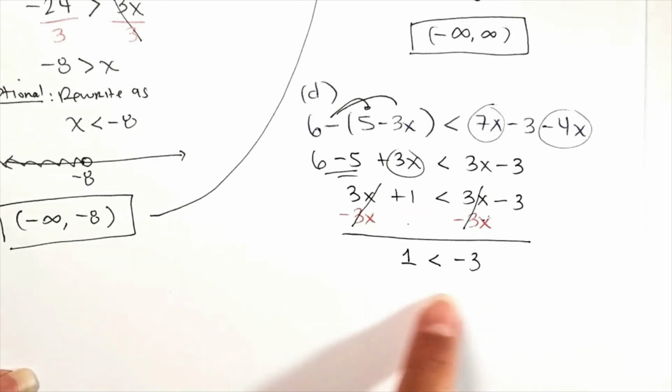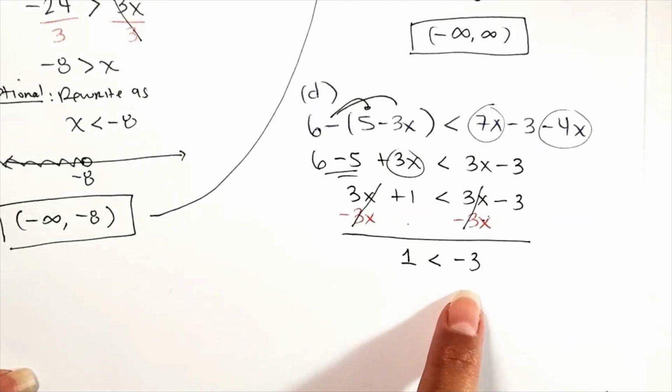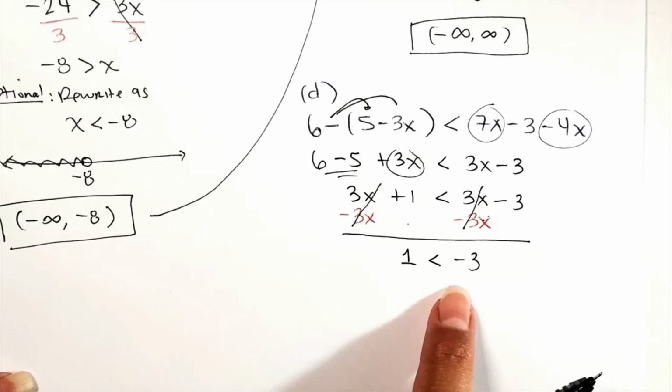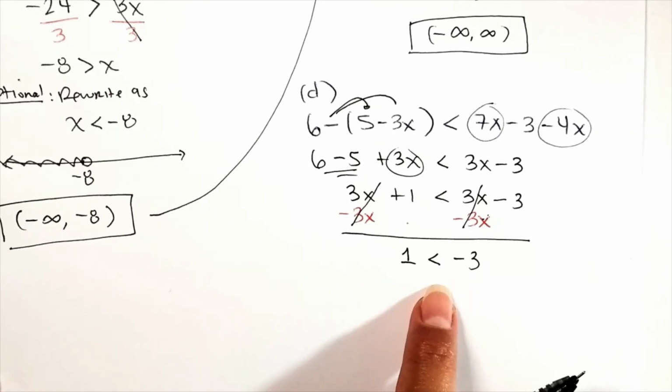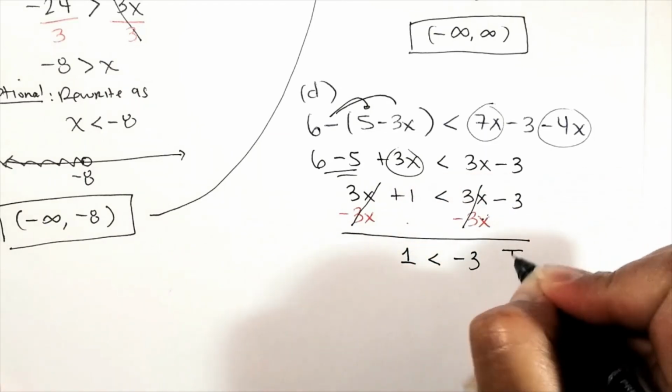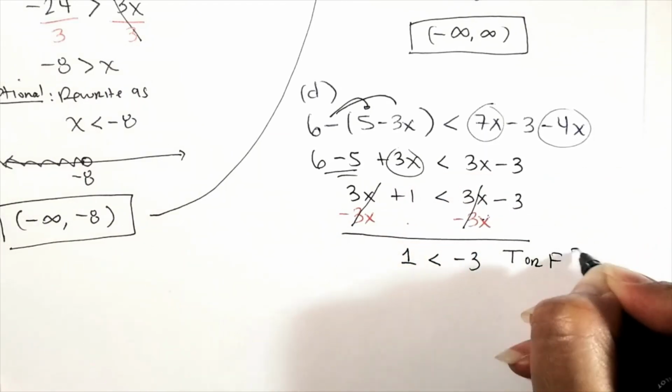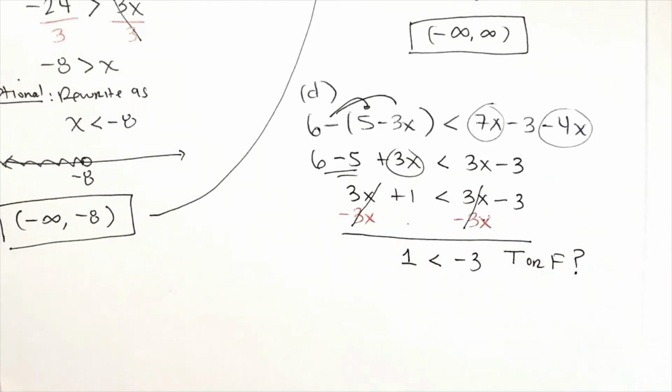So when the variables cancel out, take a pause right here. Don't subtract 1, don't add 3. If you do, that's fine because that's not your answer anyways. So variables cancel out, equation or inequality, I need you to pause and ask yourself, is this a true or false statement? Well, I have to read it. It reads 1 is less than negative 3. Last time I checked, 1 is not less than negative 3.